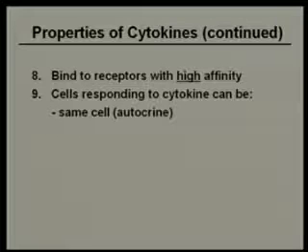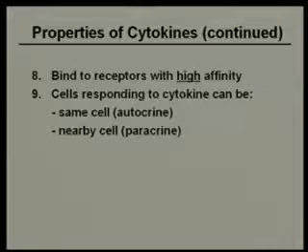Okay. So once a cell produces the cytokine, the cell responding to that cytokine can be the same cell, which would mean an autocrine effect. So you can have the cell that becomes activated, produces the cytokine. That cytokine can then activate the same cell that produced the cytokine. It can be paracrine, which means it's affecting a nearby cell.